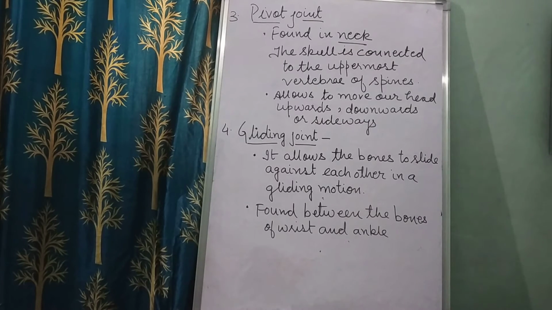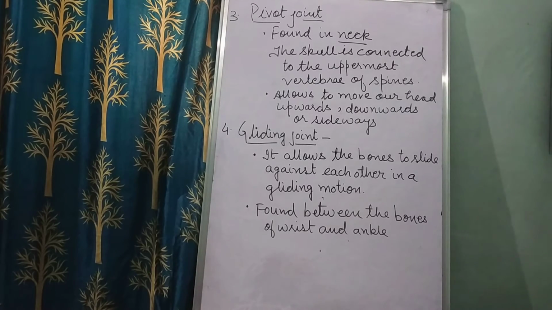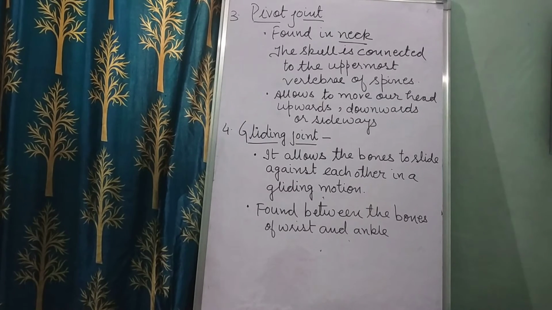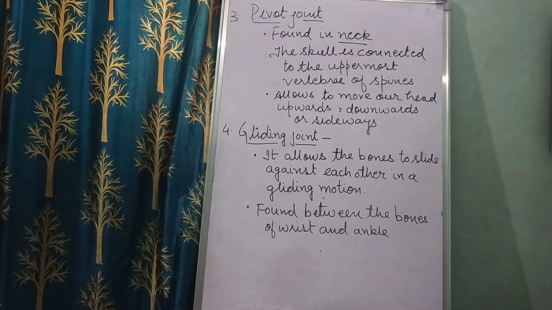Now the last one, the fourth one, is the gliding joint. Okay, so children, the gliding joint is a type of movable joint of bones that allows the bones to slide against each other.